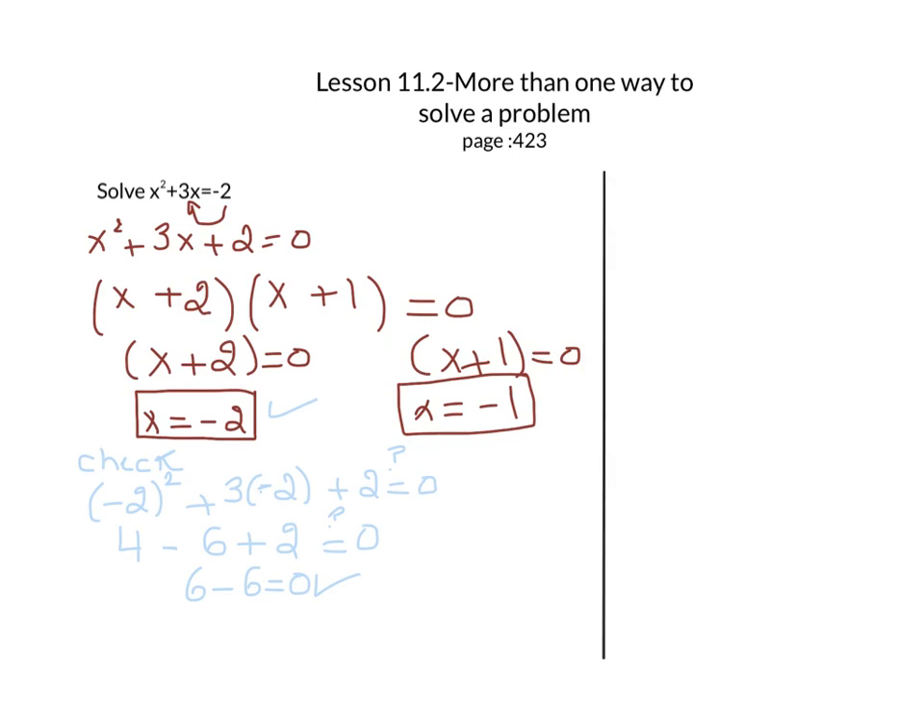Now I will check x equals negative 1. So negative 1 to the power of 2, plus 3 times negative 1, plus 2. Again, is it equal to 0? 1 minus 3 plus 2, is it equal to 0? 3 minus 3 is equal to 0, so x equals negative 1 is also a solution of x squared plus 3x plus 2. So this quadratic equation has two solutions, negative 2 and negative 1.